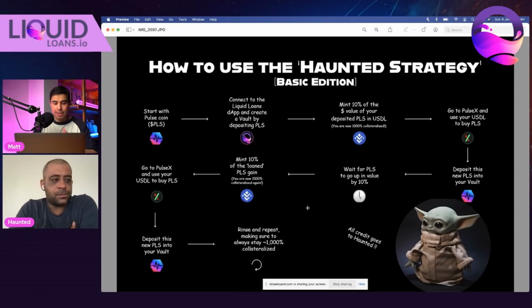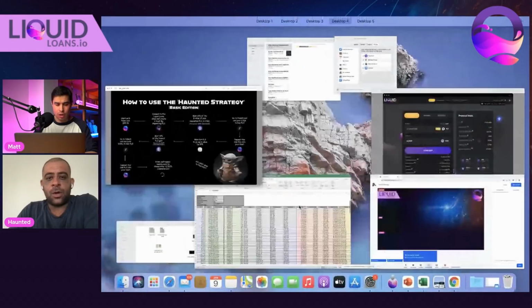This is really good, laid out step by step: start with the Pulse in your wallet, either from the sacrifice phase or from buying it on a DEX. Go over to liquidloans.io, connect to the DApp, mint yourself, and just going through it and seeing it laid out step by step. So thanks a lot for this. This is great. I think you've got another image you'd like to share.